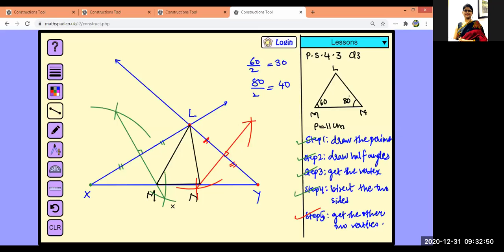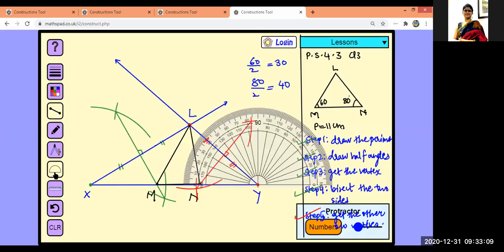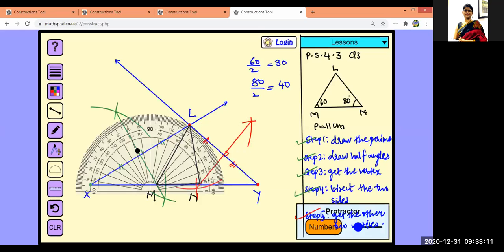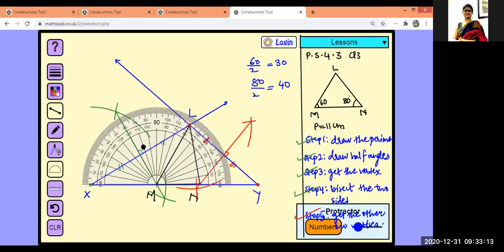Isn't that easy? You just need to follow those 5 steps. Perimeter, half of the angle, you get the vertex, bisect the sides, you get the other two vertices, and join the triangle, that completes the construction. And verification, of course, always check. Of course it would be right, but still it just takes hardly a few seconds to confirm your work.